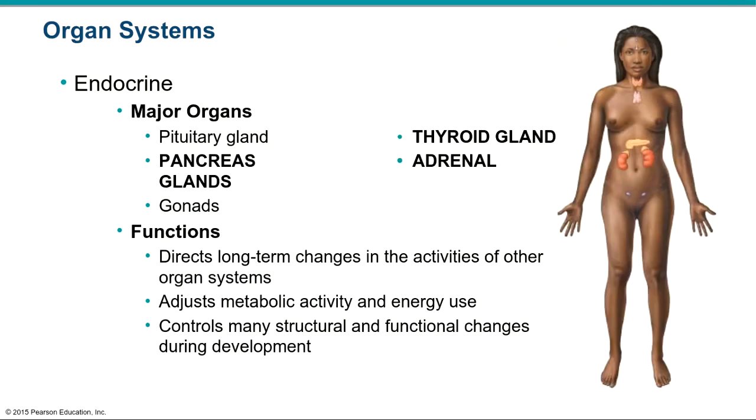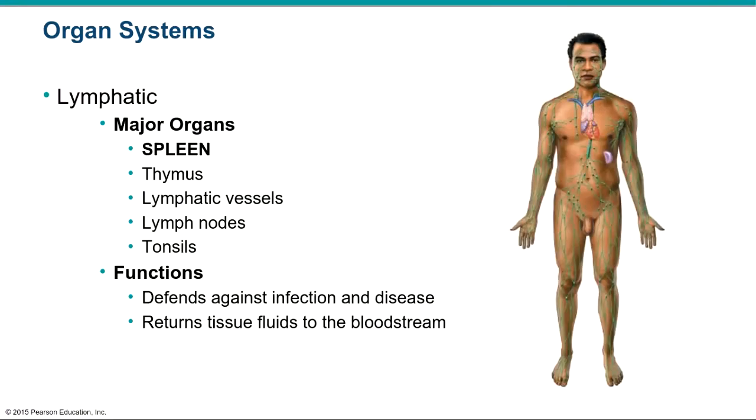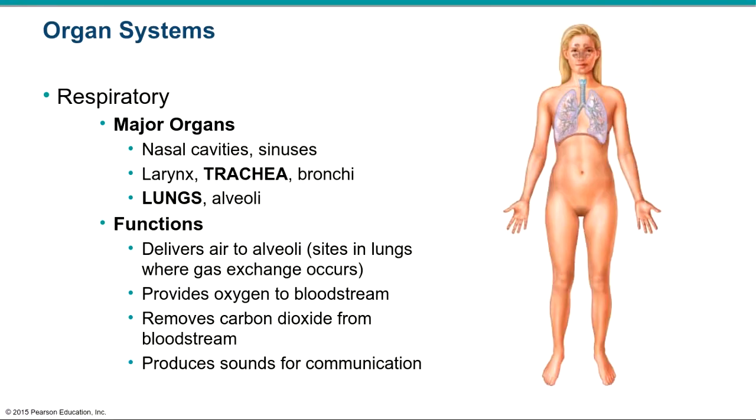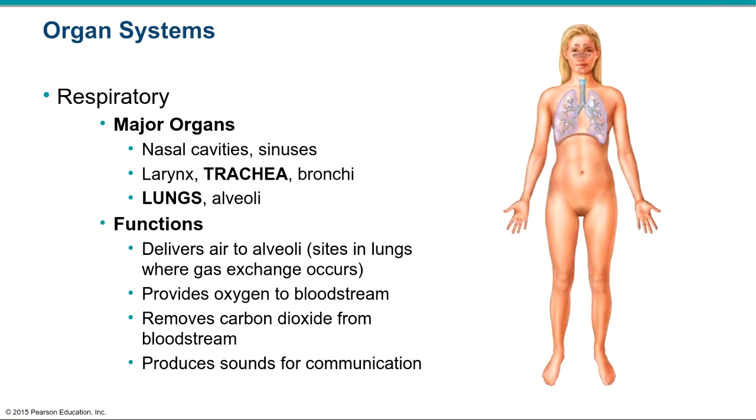All right, so here's the endocrine system, cardiovascular, lymphatic. The spleen is the primary one of the lymphatic that I would have you identify, and you can see the spleen is right here. Respiratory, trachea, and lungs. You want to make sure you can review those and identify those, but you can see them on this picture here.